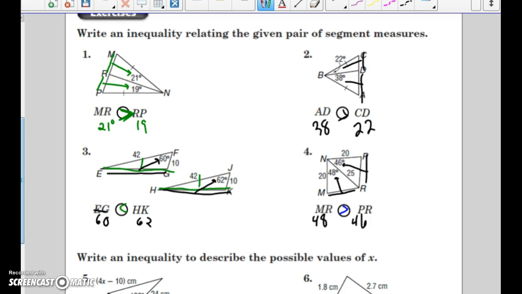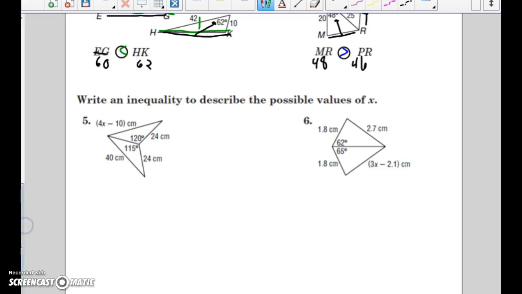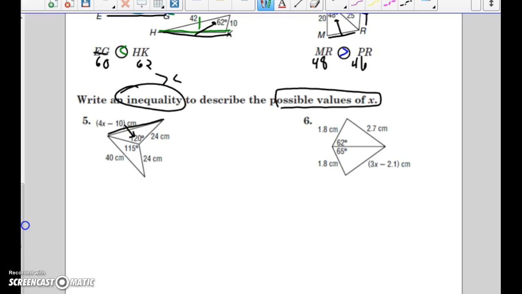Okay, look at number 5 and 6. Oh no, what's the difference? There's two triangles. Okay, well there were 2 triangles before. I have to find X. I'm still writing an inequality. What does that mean again? Greater than or less than, right? Yep. And now I want to know how big could X be? What are the possible values? It doesn't say find the exact answer. What are the possibilities?